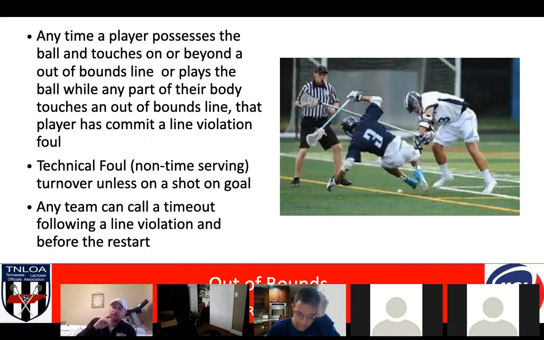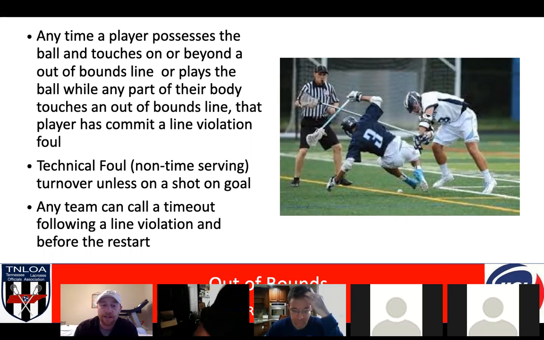Out of bounds. I'm going to go pretty quickly through this. Anytime a player possesses the ball and touches on or beyond an out of bounds line, or plays the ball while any part of their body touches the out of bounds line, that player has committed a line violation foul. It is a technical foul to step out of bounds while possessing the ball. It'll be a non-time serving foul and a turnover unless it's a shot on goal. Any team can call a timeout following a line violation and before the restart.